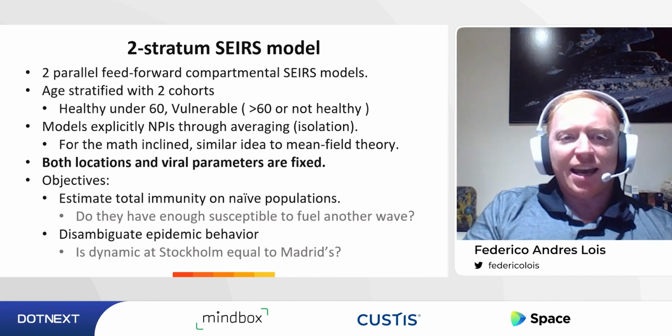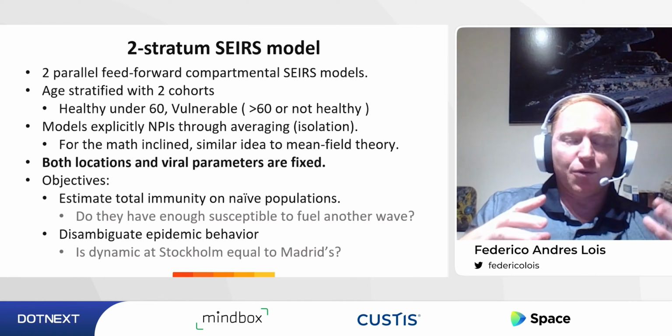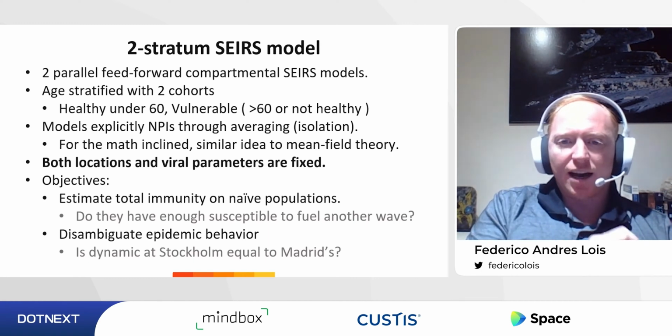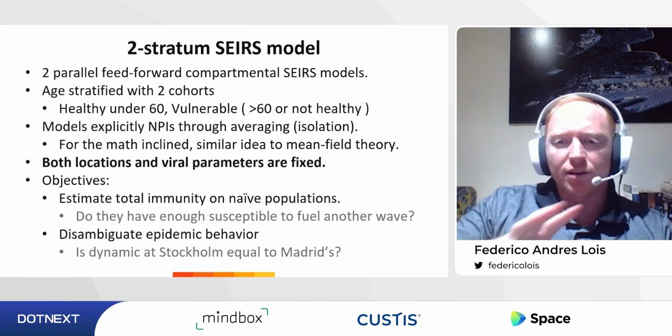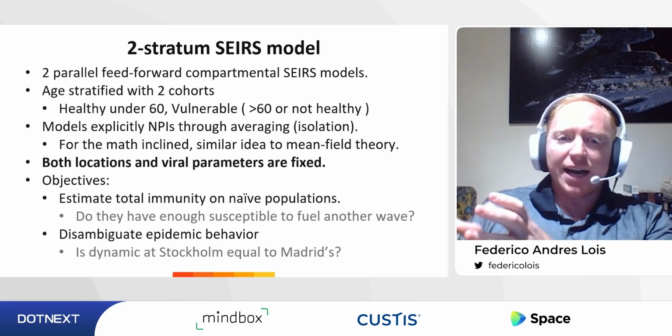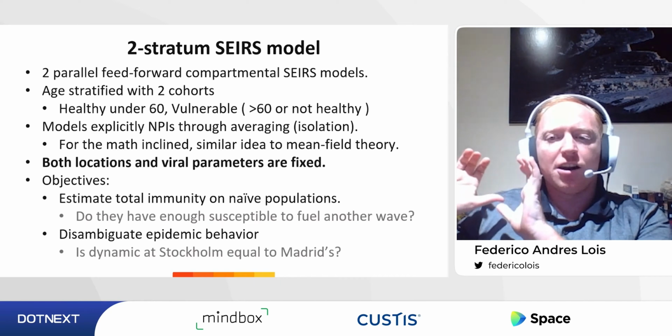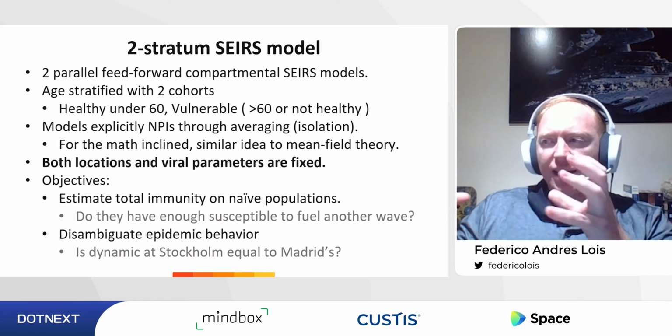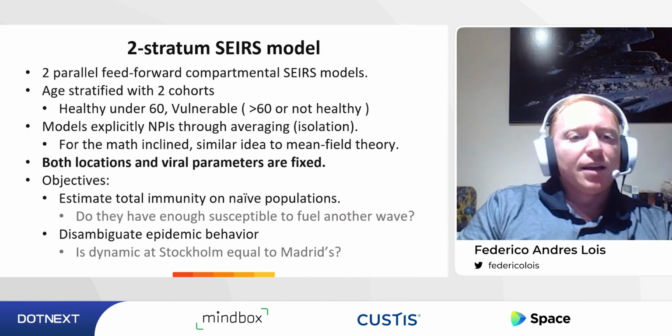And also it's age stratified with two cohorts. We are talking about healthy under 60, and we are going to be talking about the vulnerable. So those are the over 60 and also the under 60, which are not healthy. So those can actually be estimated.